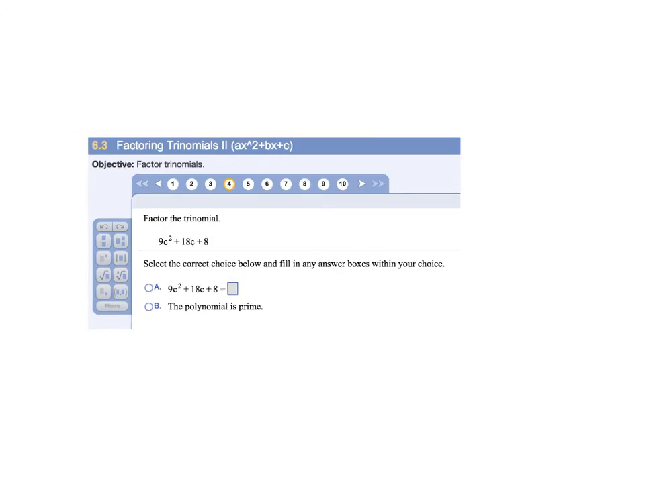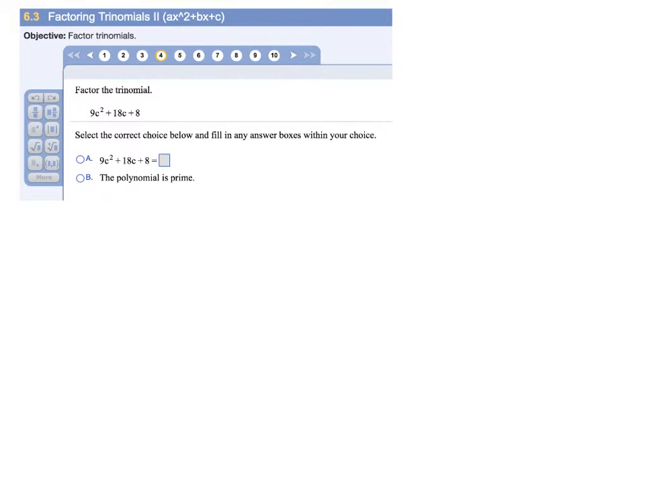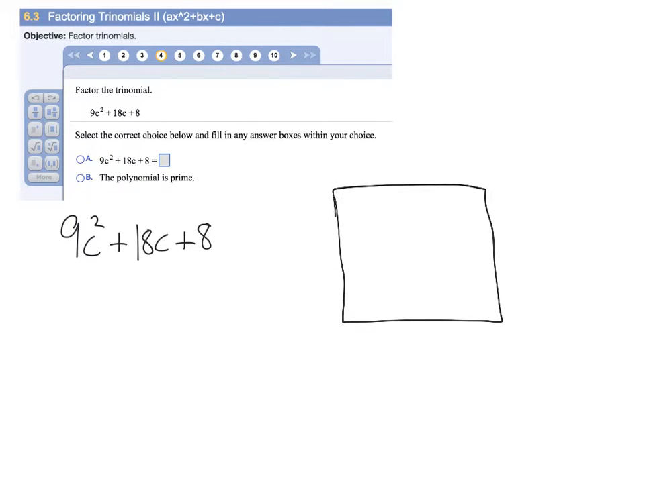All right, so the problems are really the same. They're just kind of getting more guesswork involved. So we've got 9c squared plus 18c plus 8. And we're going to make our factor box. And we definitely know that 9c squared goes in the upper left corner. And we know that 8 goes in the lower right corner. So we've got the first term and the last term taken care of.